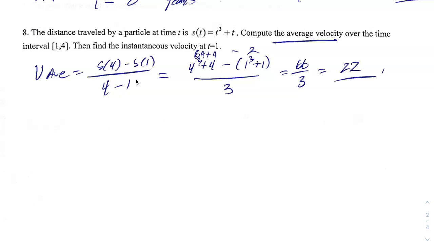They don't give us any units, so I'm just going to leave it as average velocity from 1 to 4. Anyway, that's our average velocity. Now they want the instantaneous velocity.